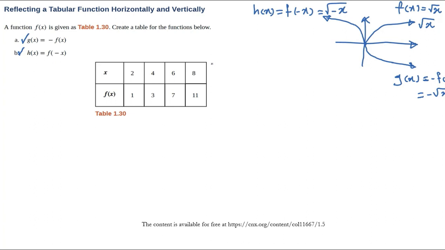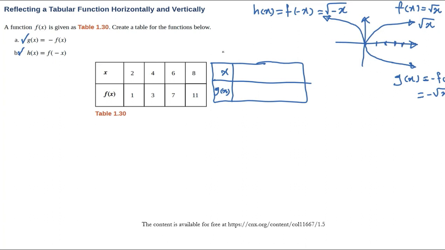So if I want to draw the data for x and g of x, you see the inputs didn't change. When the reflection is across the x-axis, the x variable didn't change, the y variable became negative. So again, 2, 4, 6, 8. Here we put negatives for g of x: negative 1, negative 3, negative 7, negative 11.